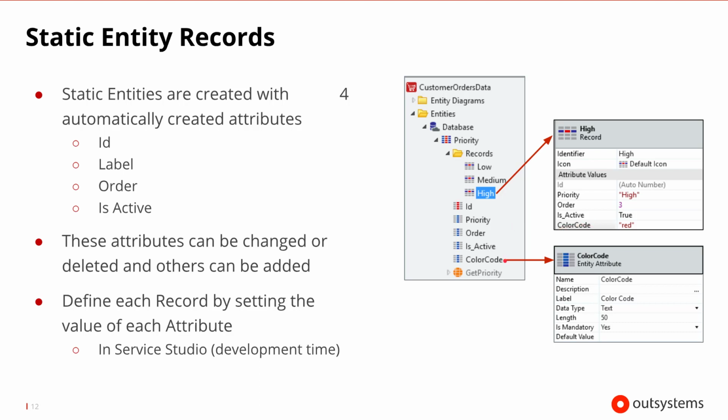When we create the color code as an entity attribute, we can give it a data type. So in this case, it's just text, but it's mandatory. So when we create a new record, we have to have the color code set so that we know how that is going to work. So in this case, we create static entities that allow us to know a little bit more about how things work if they're low, medium, or high priority.